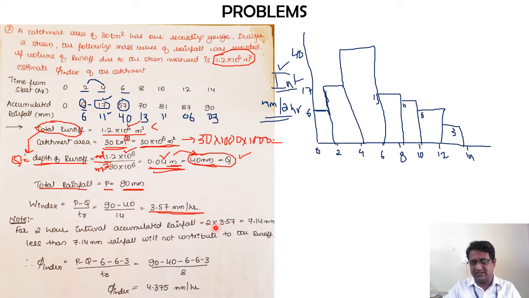So the same thing I have done here. So totally I will be getting what? 7.14 millimeters. Now you need to identify the incremental values which are less than the value of 7.14 millimeters. Those will not produce any excess rainfall, as we have discussed in the previous problem.